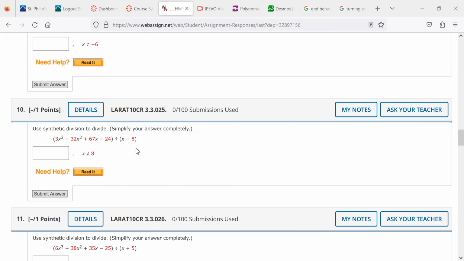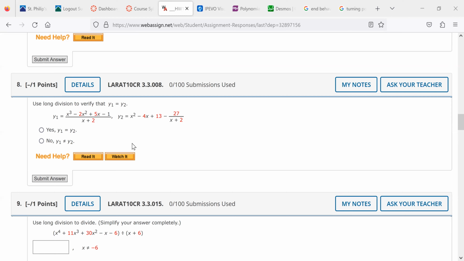No, 8 is what you're doing. This is on the bottom of the denominator. X cannot be 8. Oh, for question 8.